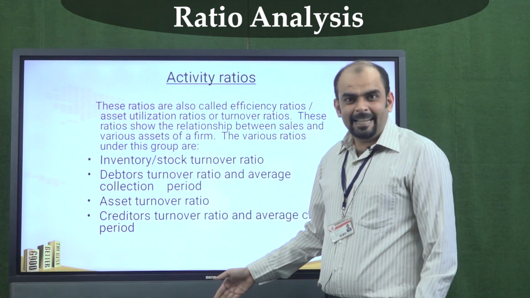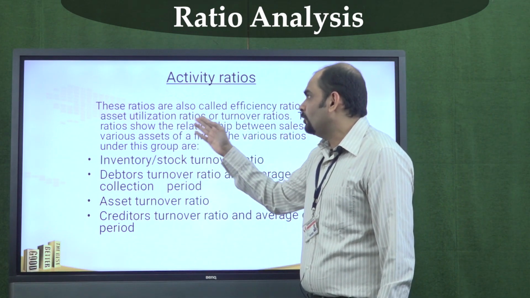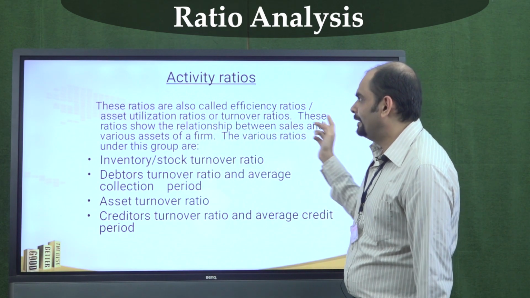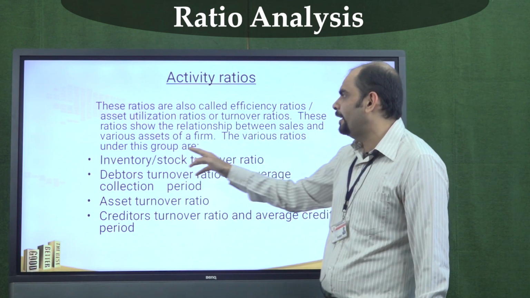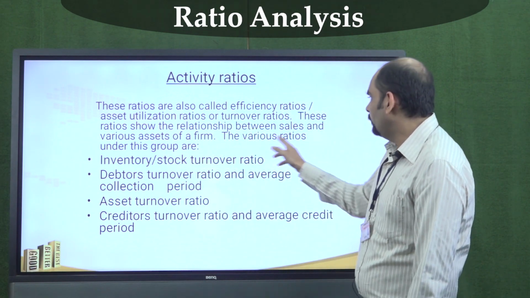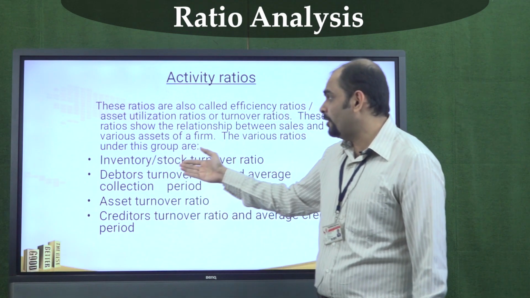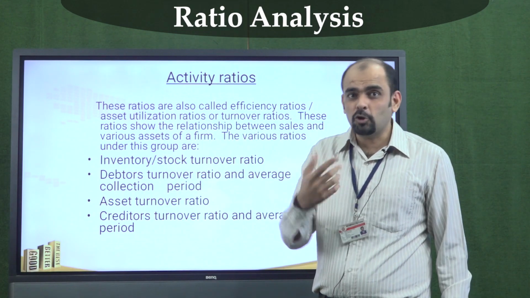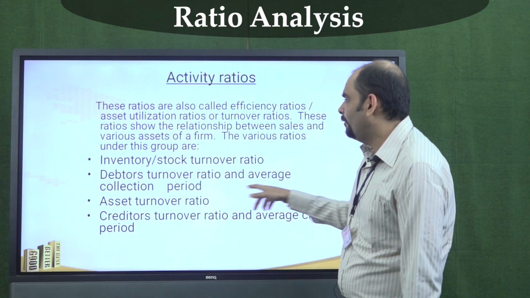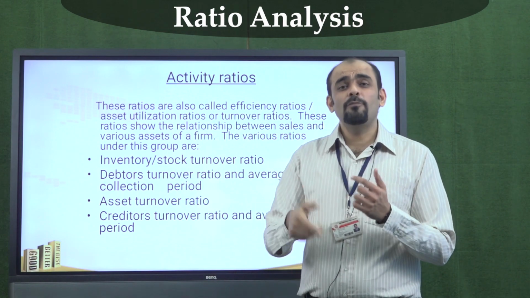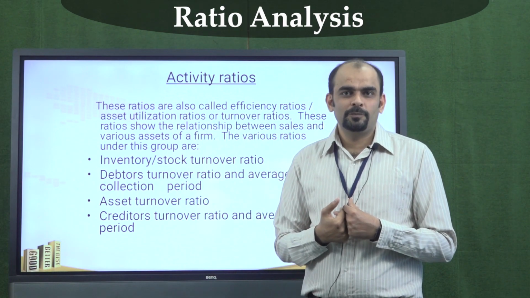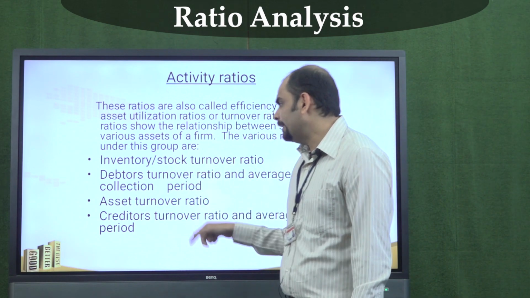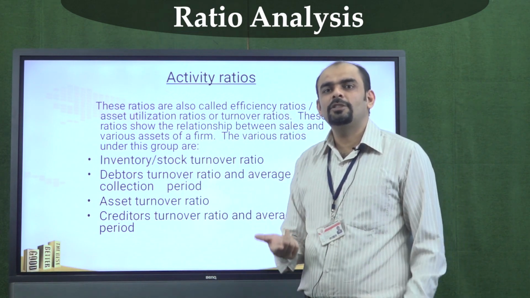Now we go to the next category, that is activity ratios. So these ratios are also called efficiency ratios or asset utilization ratios or turnover ratios. These ratios show the relationship between sales and various assets of a firm. So the various ratios under this group are inventory or stock turnover ratio, how many times during the year your stock changes, so that is stock turnover. Debtors turnover ratio and average collection period, in how many days the debtors make the payment to you, right? That is debtors turnover, you can say collection period. Asset turnover ratio, how many times you are changing the assets.